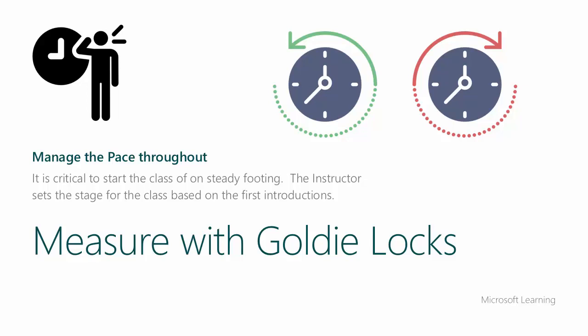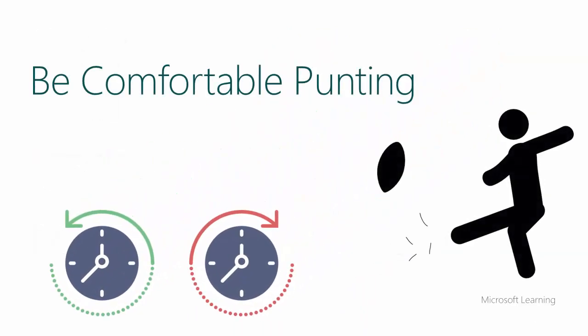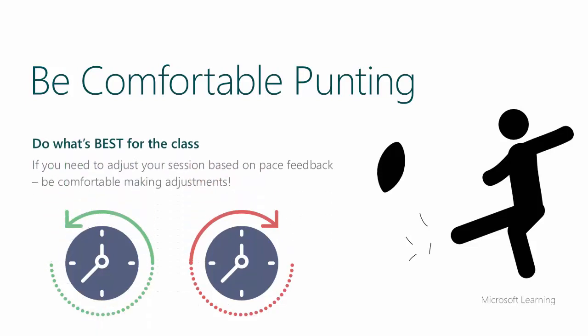You definitely want to allow them the opportunity to tell you if they need you to slow down or if you need to speed up a bit. If the consensus is good, then stay the course. Ultimately, you need to do what's best for the majority. If the majority gives you a slow down or a speed up response, then you need to be comfortable punting or making the appropriate adjustment. It's really about the transfer of knowledge, not about getting through all the content.